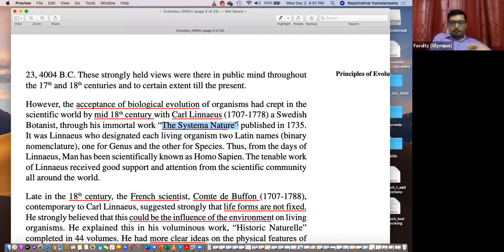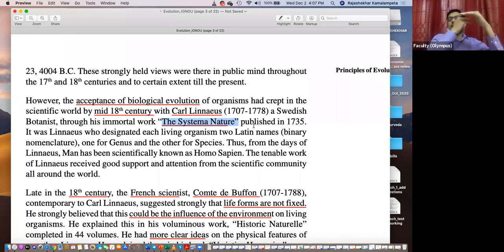He is also the one who used the term binomial nomenclature, meaning two terms for each organism, like Homo sapiens, genus and species. Or rats, Mus musculus. These two-term names were introduced by him. So he's considered the father of taxonomy, Carl Linnaeus, the Swedish scientist.